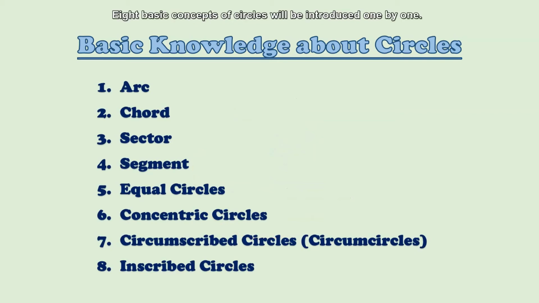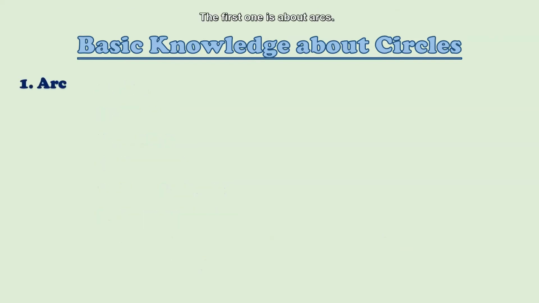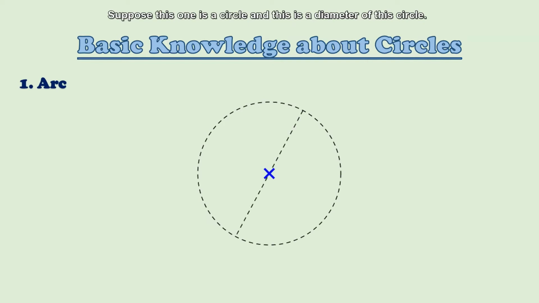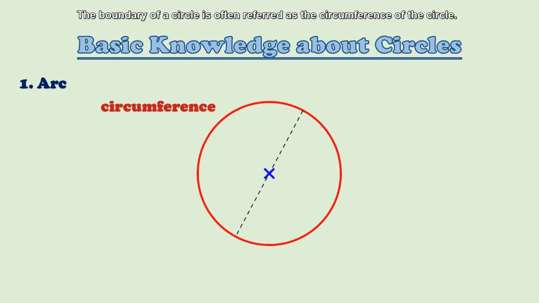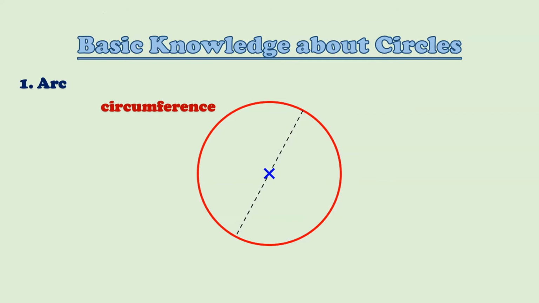This is the content for this video. 8 basic concepts of circles will be introduced one by one. The first one is about arcs. Suppose this one is a circle and this is a diameter of this circle. The boundary of a circle is often referred to as the circumference of the circle. For circles, we never use the word perimeter to describe the length of the boundary. We should use the word circumference instead.